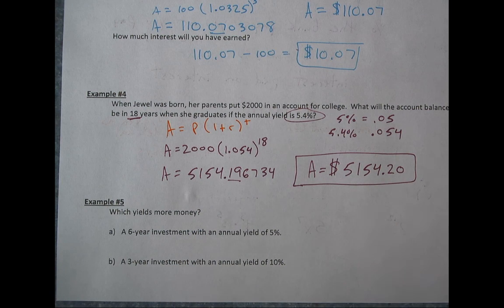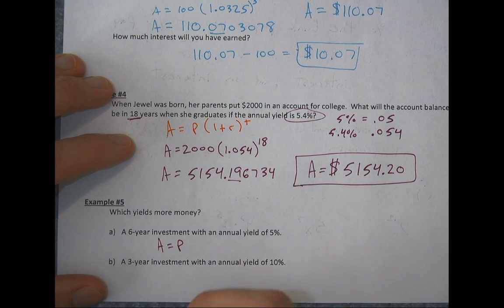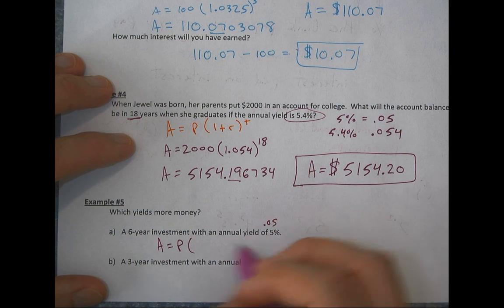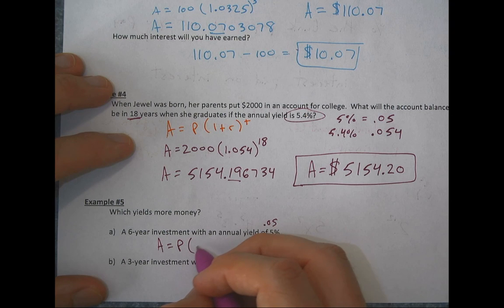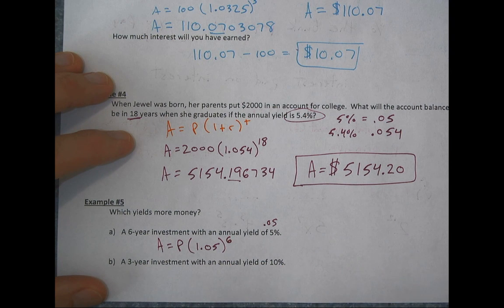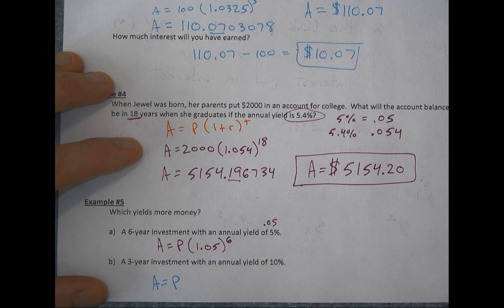But we're going to take it and we're just going to leave that P alone and see what happens. So our account is going to equal whatever the principal is times, now it's 5%, that's 0.05. If you add it to the 1 in here, that's 1.05. This is a 6-year investment raised to the 6th. And we're going to compare that to, we don't know the principal, but we're going to have a 10%.